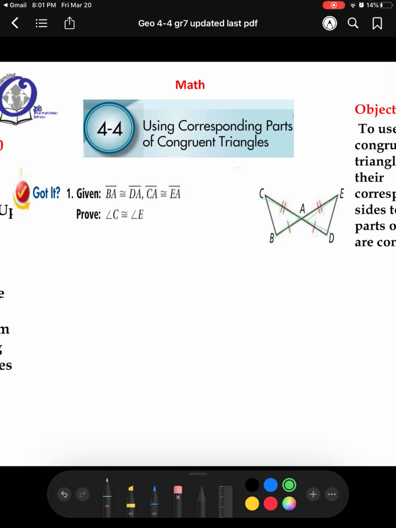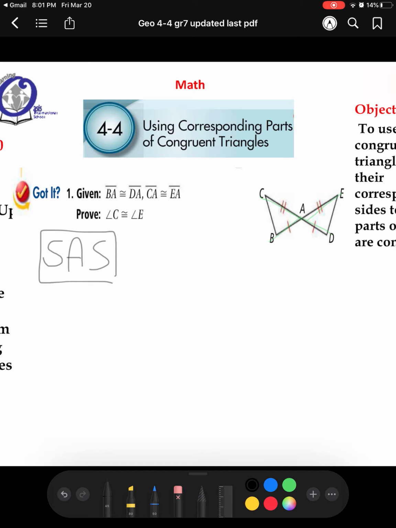So I am choosing between SAS. I need to find an angle. I don't have another postulate that has two sides. I have either SSS and I don't have the third side. I have AAS and I don't have two angles. I have ASA and I don't have two angles as well. So the only postulate that I can use is SAS.